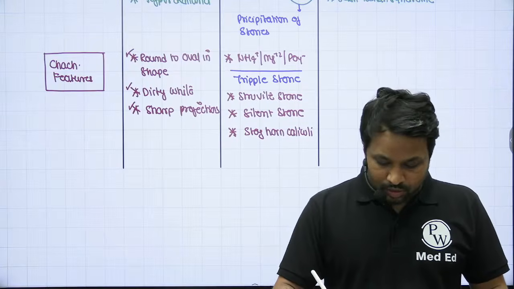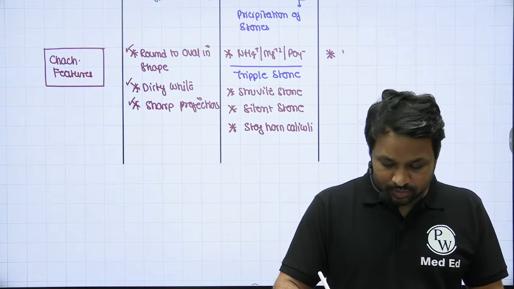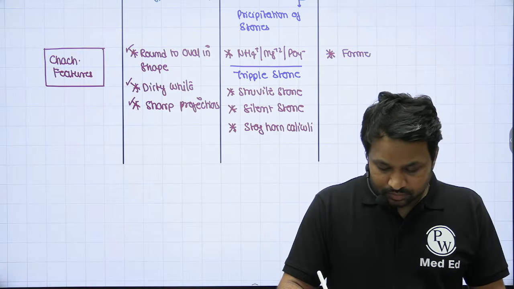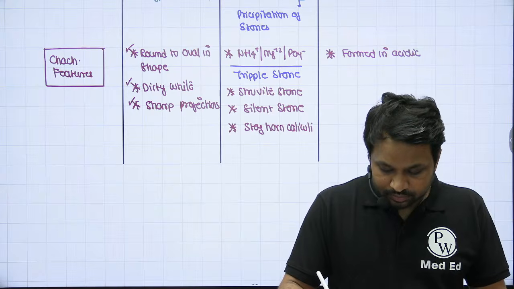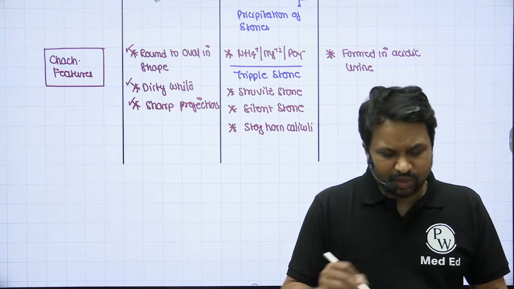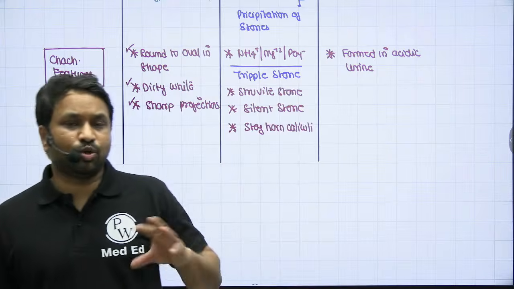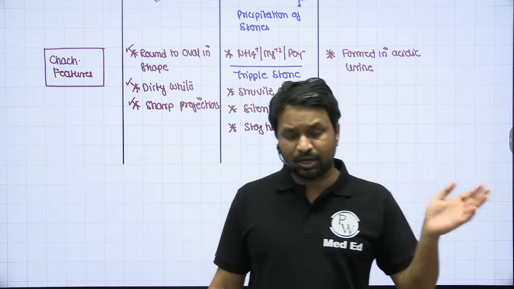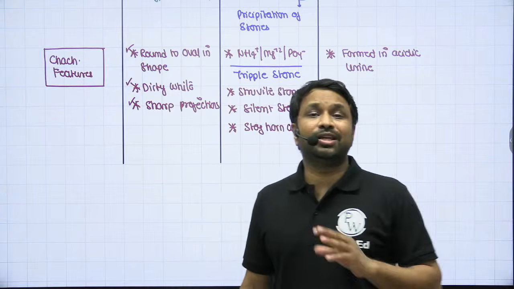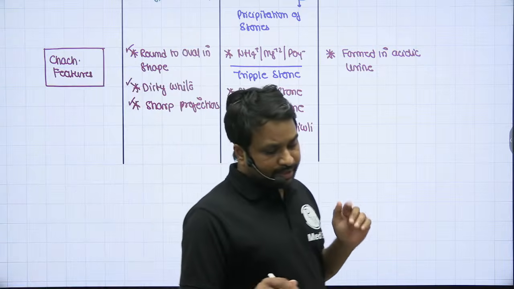Uric acid stones, on the other hand, are formed in acidic urine. They're just a crystalline form. So uric acid stones are very easy to treat because you don't need to go and remove them. All that you have to do is, when the urine is becoming acidic, make it alkaline. So alkalization of urine is the treatment for uric acid stones. You don't need to go and disrupt it completely.